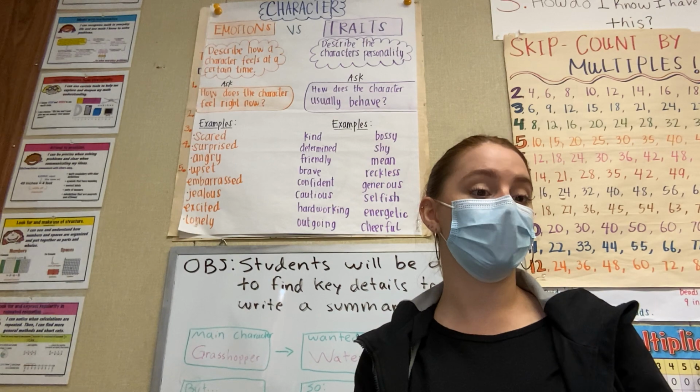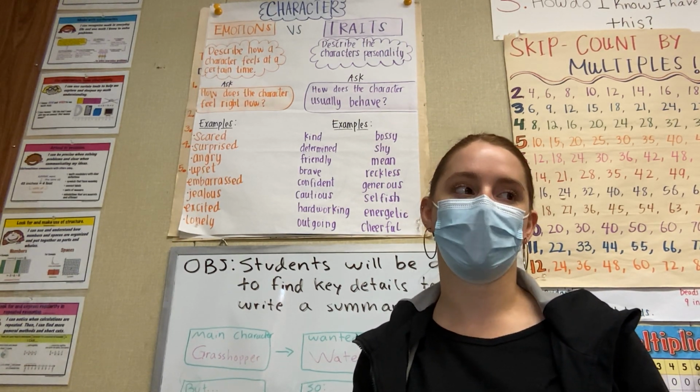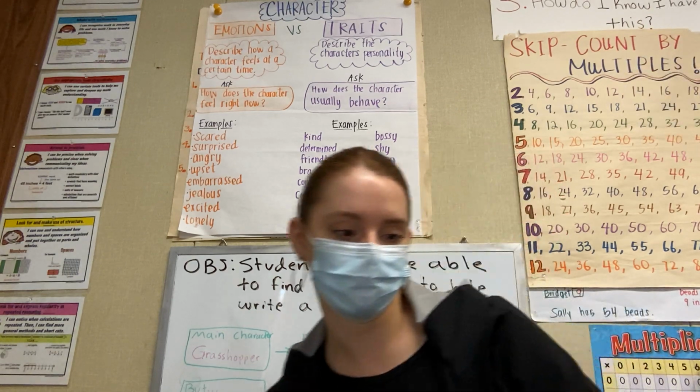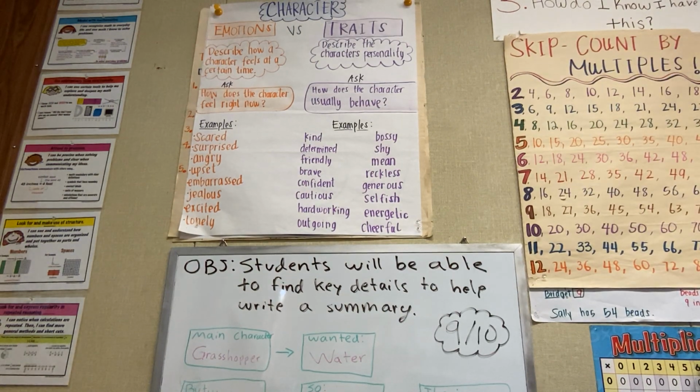So go ahead and start writing it. I'm going to go get my stamps. When you feel like you have your summary down, I'm going to let you pick a stamp and stamp your own paper. Okay? I'm going to go get them. I'll be right back.